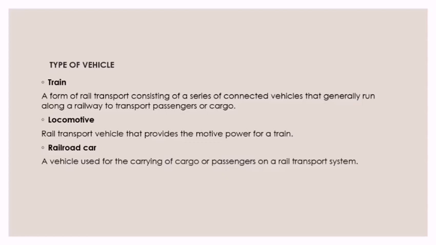And lastly is a railroad car. It is a vehicle used for the carrying of cargo and passengers on a rail transport system, such as when coupled together and hauled by one or more locomotives for a train. Alternatively, some passenger cars are self-propelled, in which case they may be either single rail cars or make up multiple units.